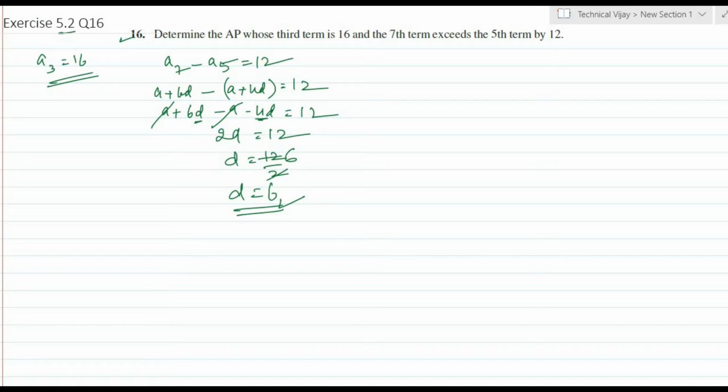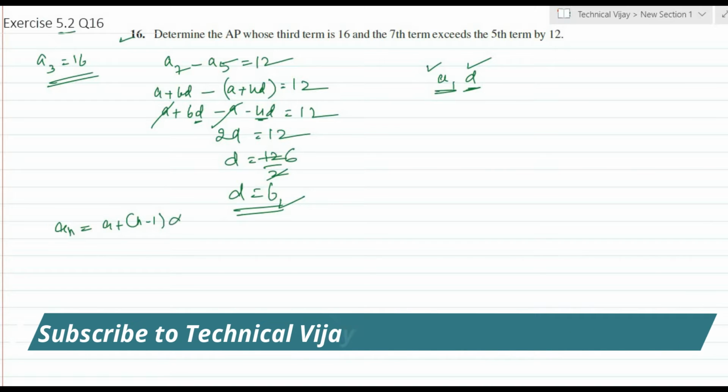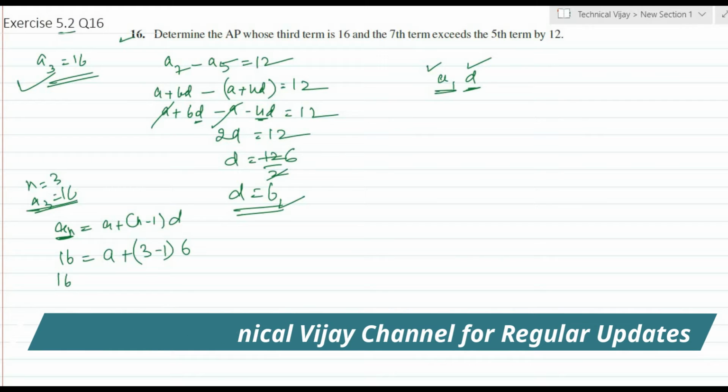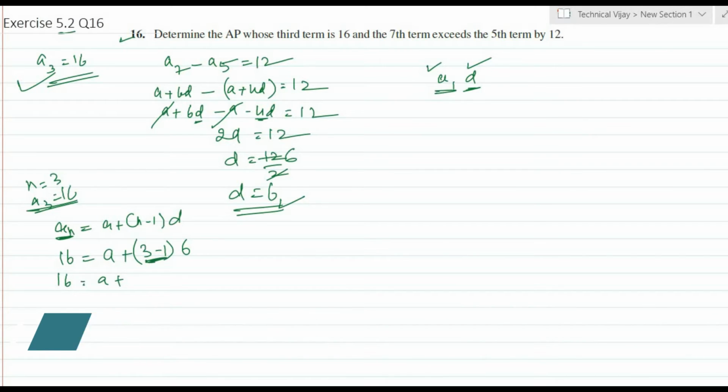So what other factors do we want to write the AP? We want A and D. So we have to calculate this A. To calculate A we will use the formula An is equal to A plus (n minus 1) into D. We will use A3, that is the third term, n equal to 3, and A3 is equal to 16, as given. So 16 is equal to A plus (3 minus 1) into 6. 16 is equal to A plus 2 into 6, that is 12. So A is equal to 16 minus 12. So A is equal to 4.